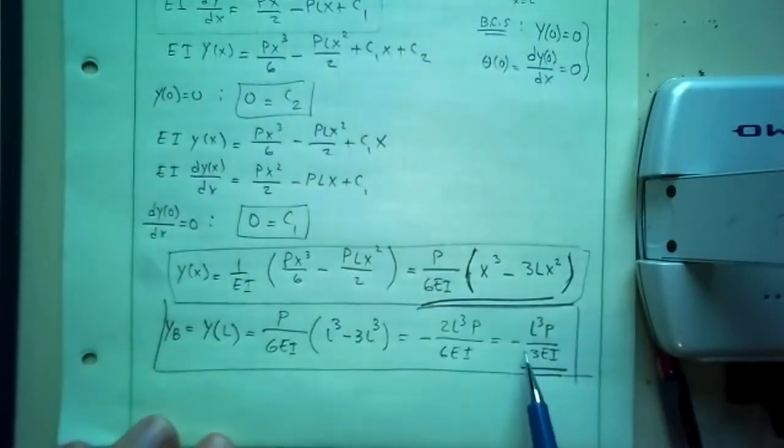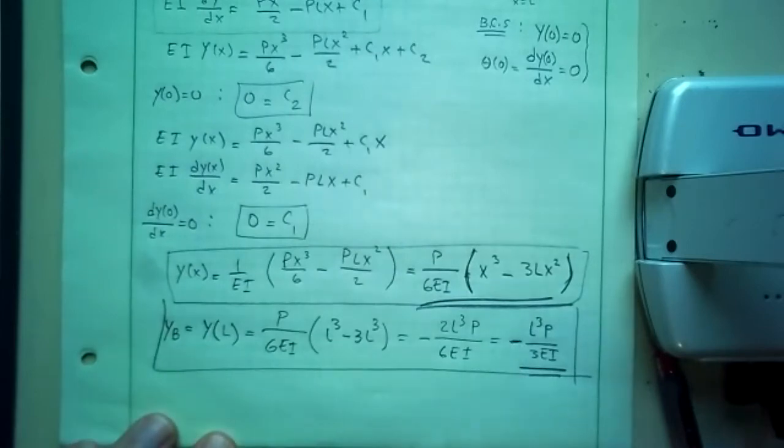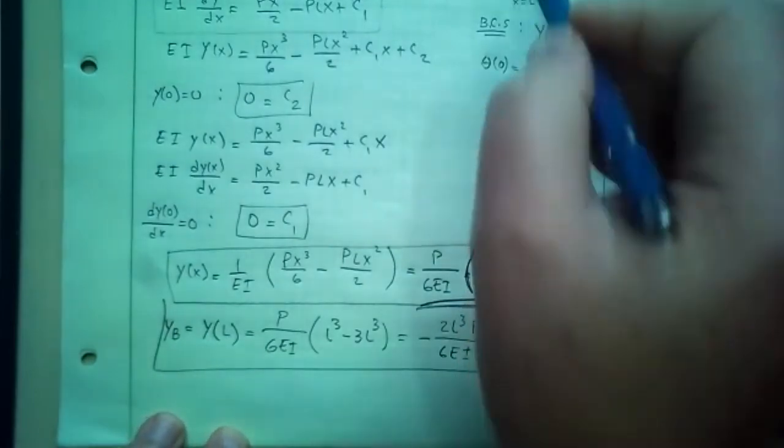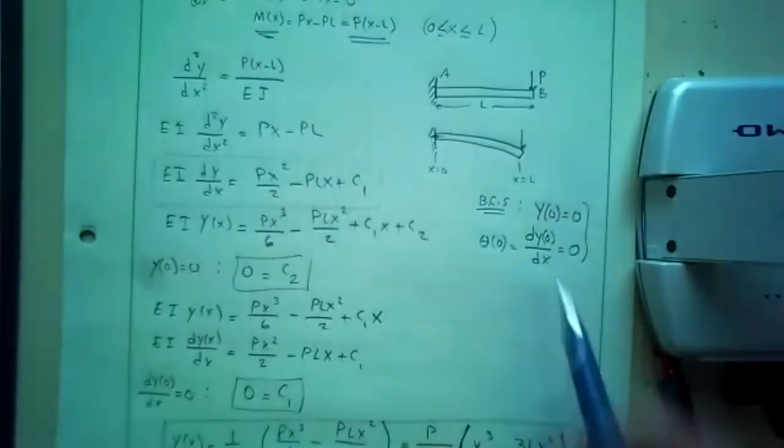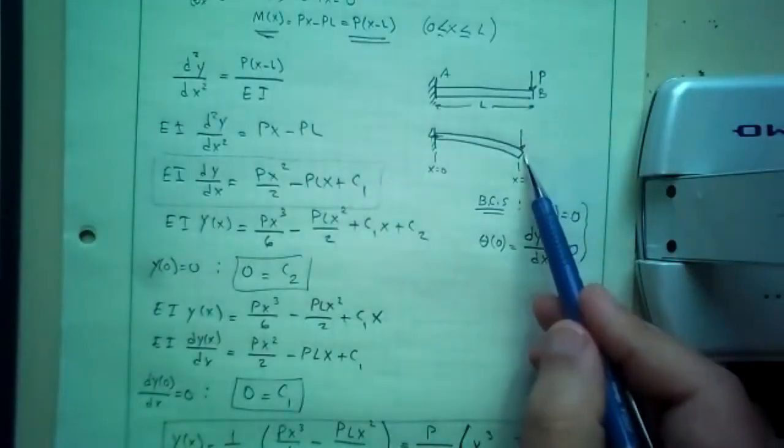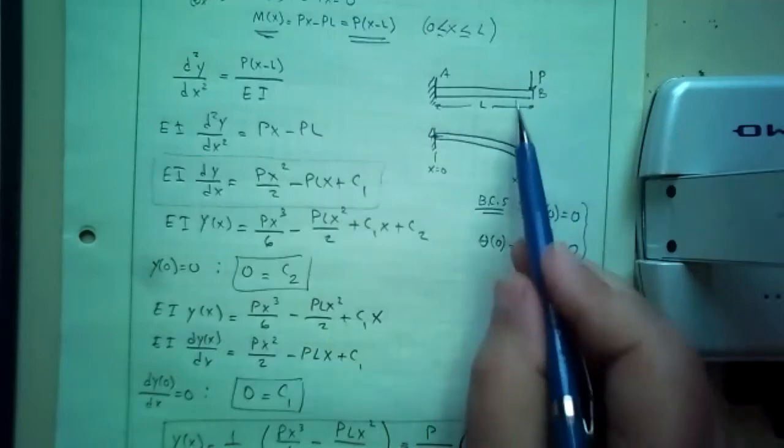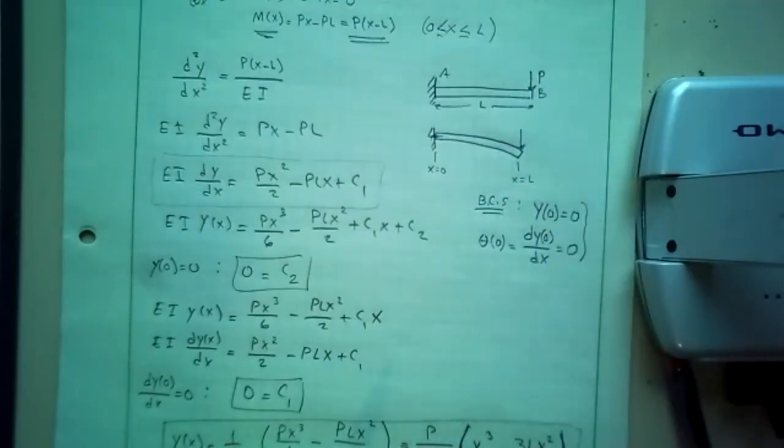Now, why is it negative? Negative means it's deflecting down. That's what I expect. I expect it to be a negative deflection. If it was deflecting up, it would have been a positive deflection.